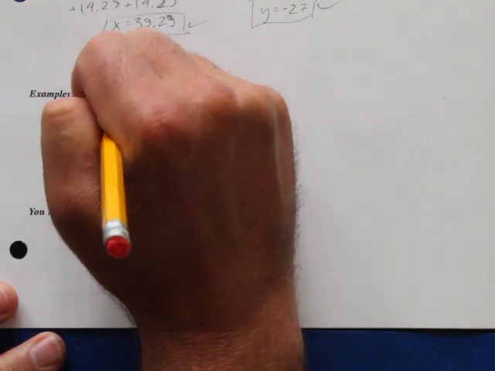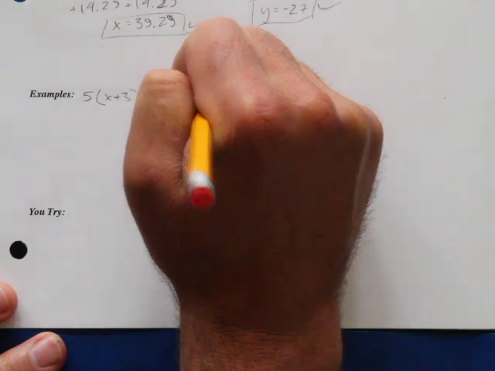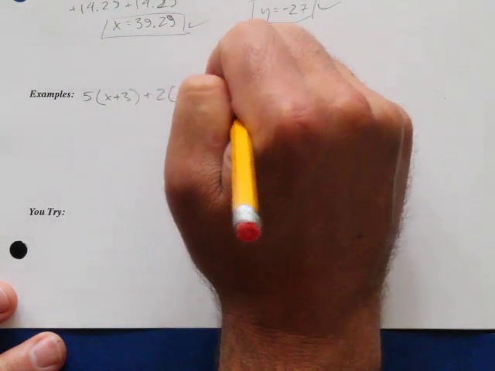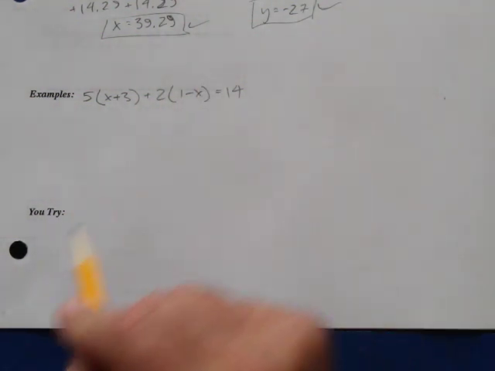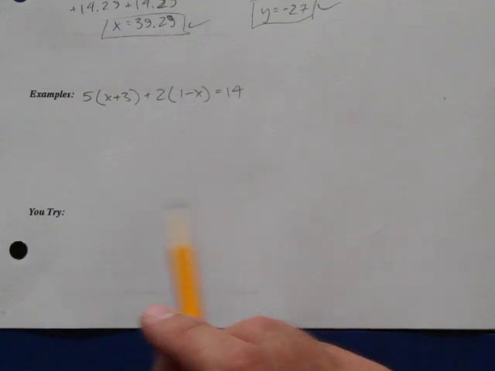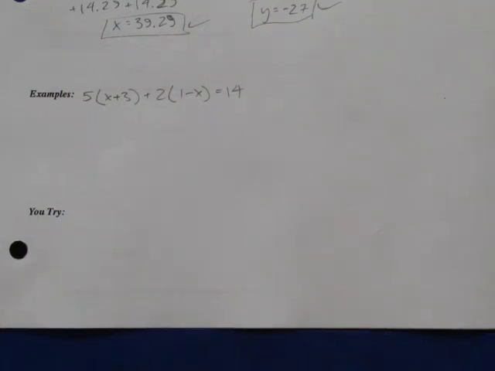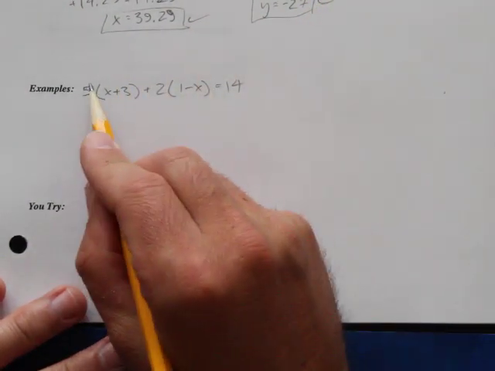5 times x plus 3 plus 2 times 1 minus x equals 14. I'm solving for x. We're going to do this one. I'm going to do 2 examples, and then I have a little bit of a challenge to do before we're done with 1-3. Let's go ahead and start this one off.